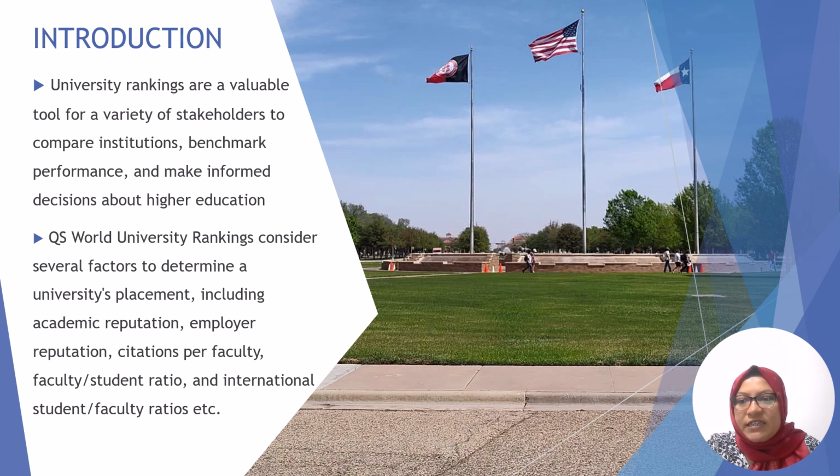There are different international and national university rankings. However, the most popular university ranking worldwide is the QS World University Ranking, which considers several factors to fix the university's placement, including academic reputation, employer reputation, citations per faculty, faculty-student ratio, international student-faculty ratios, etc.